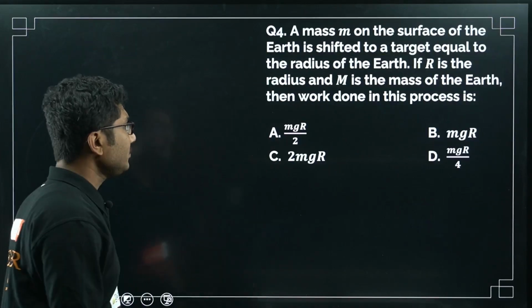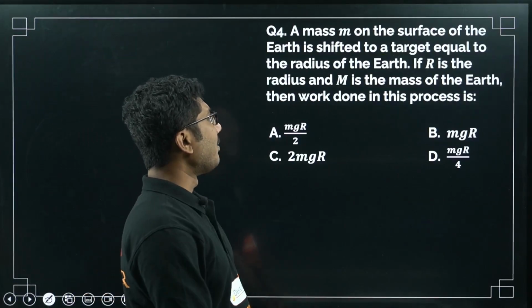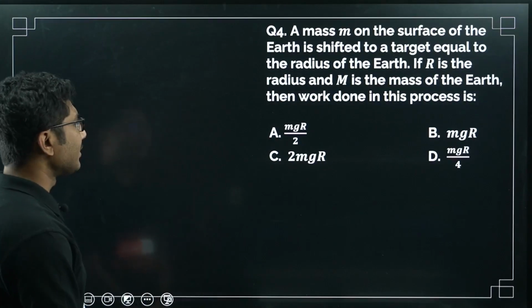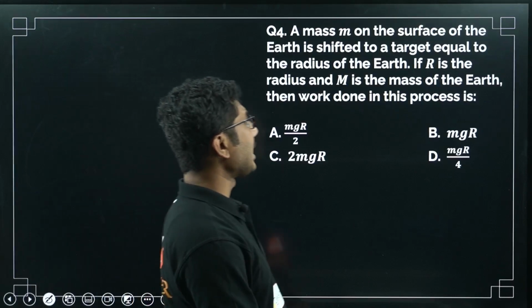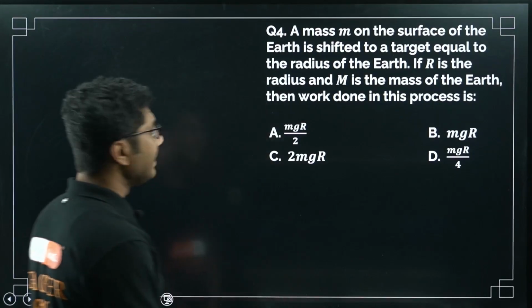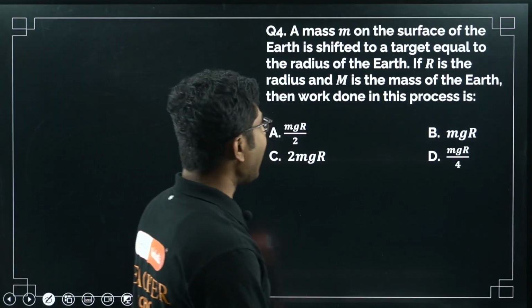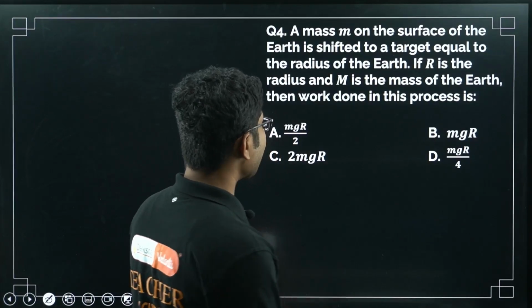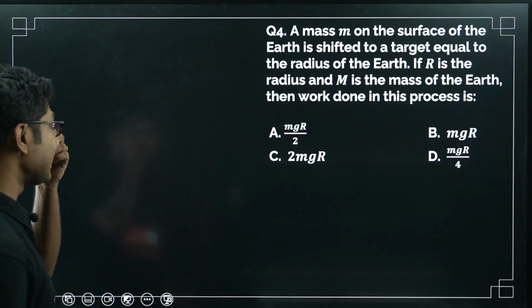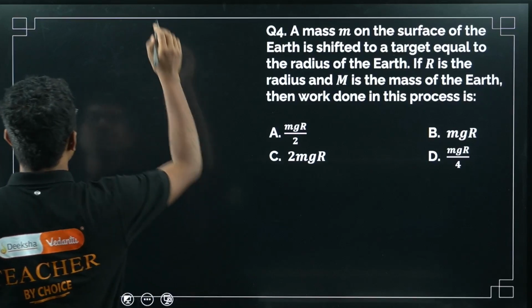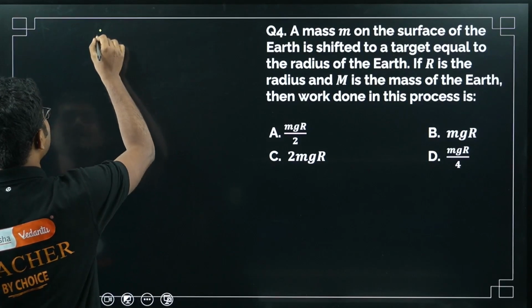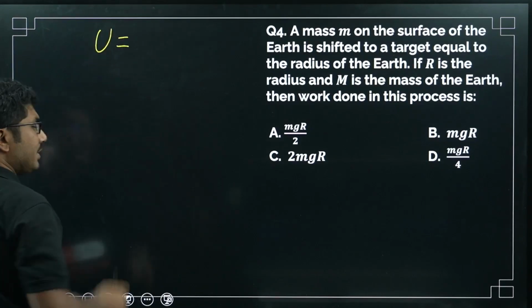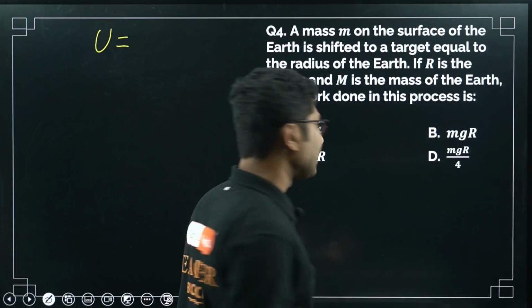Now, question number 4. A mass m on the surface of the earth is shifted to a height equal to the radius of the earth. If r is the radius and m is the mass of the earth, then the work done in this process is... very interesting question. Okay, so on the surface of the earth, what is the potential energy? What is the formula for potential energy?